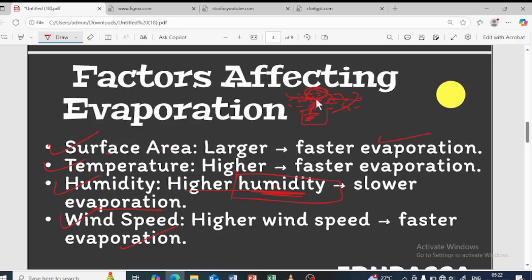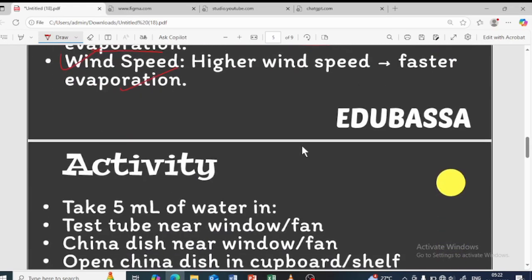So the wind will take away the water vapors present in the atmosphere. It creates a space so that a further amount of water vapors can escape into the atmosphere. So these are the factors which affect evaporation.